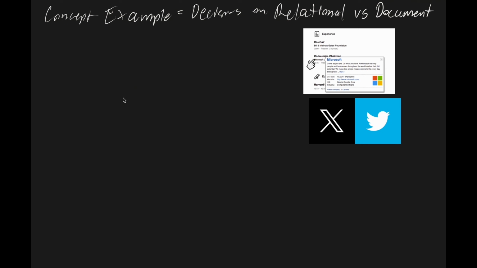Now, to solidify your understanding about relationships and different databases, let's go over a concept example. Let's consider a professional networking platform such as LinkedIn, where users can add their work experience, education, positions, and various backgrounds as well. In a relational database, a user's work history might be stored in a positions table. We can store information in a table.